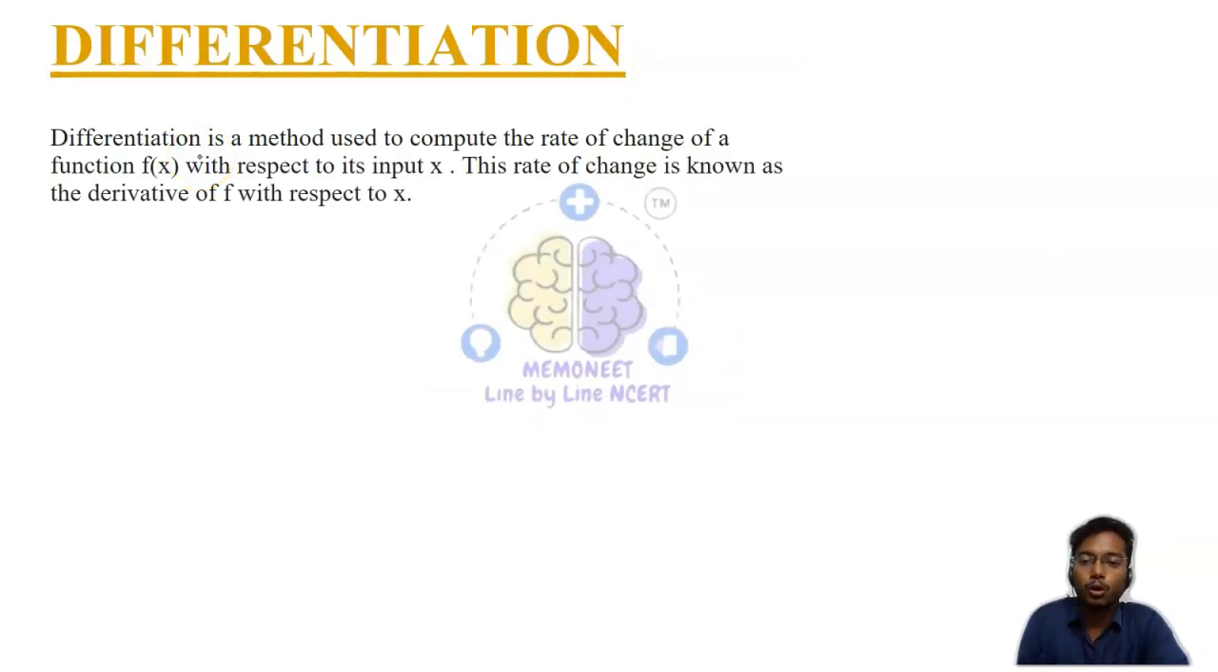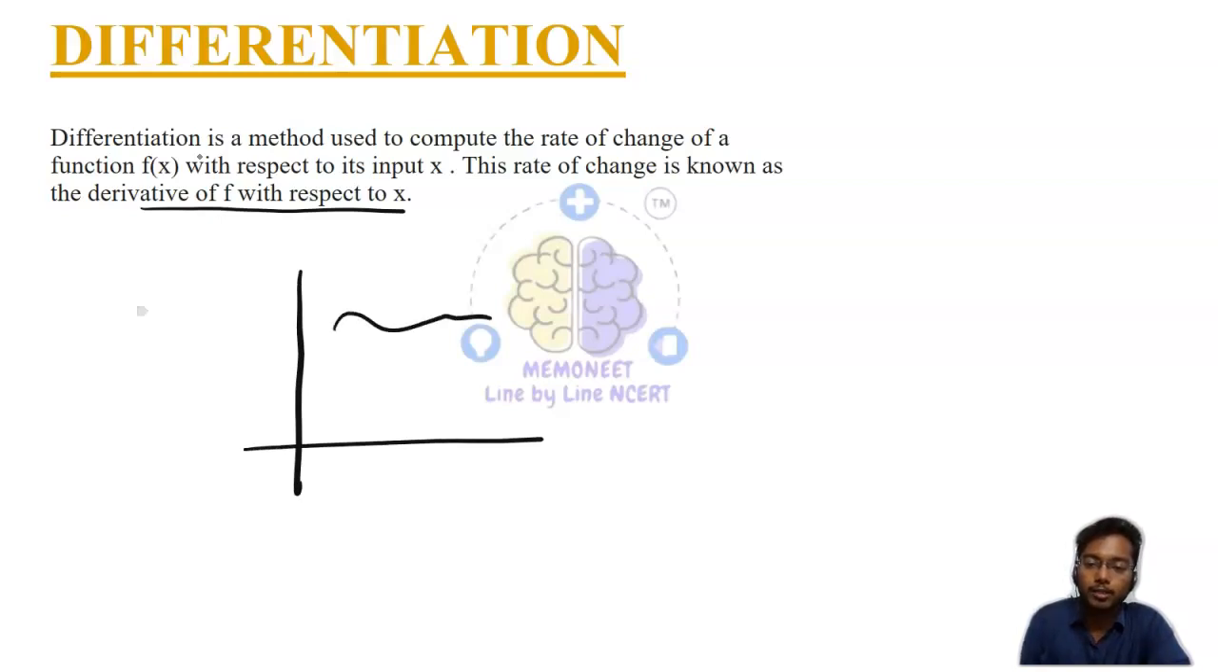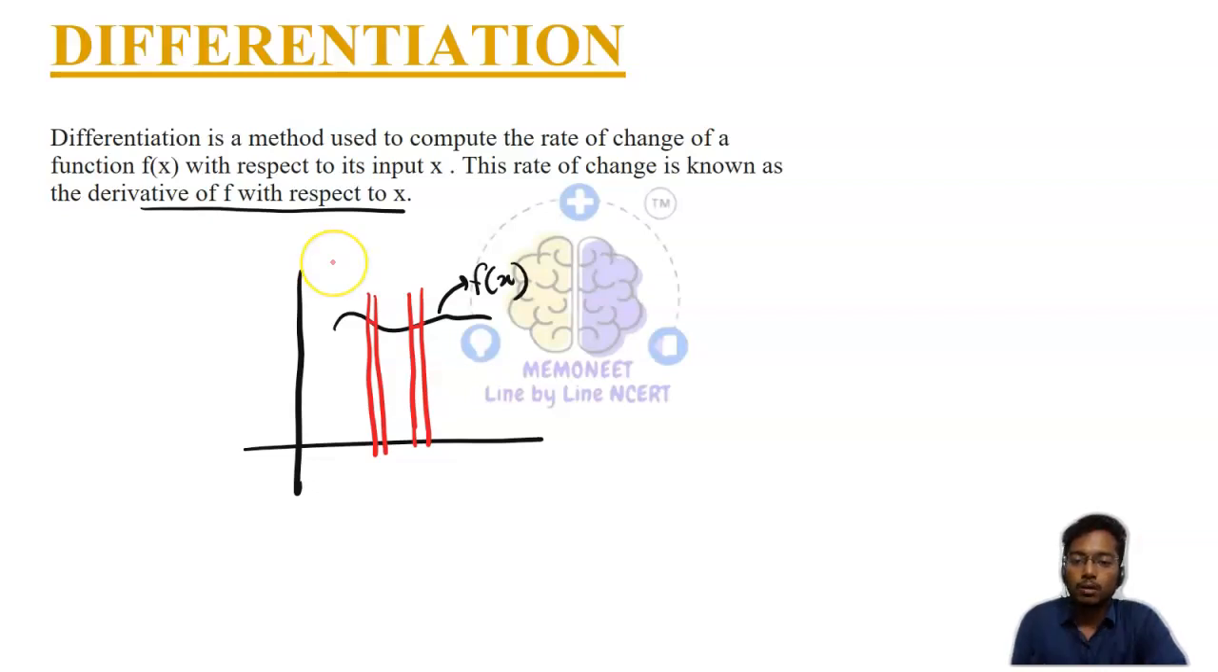Differentiation is a method used to compute the rate of change of a function f of x with respect to its input x. This rate of change is known as the derivative of f with respect to x. Let's say we have a coordinate plane, and this is a function f of x. We can't interpret the value of f of x arbitrarily, so we cut it into n number of pieces so that we can analyze it. We study at this point of the graph, then at this point, so that we can interpret the graph in different situations. Basically, differentiation means cutting, or finding the change in a function very minutely.